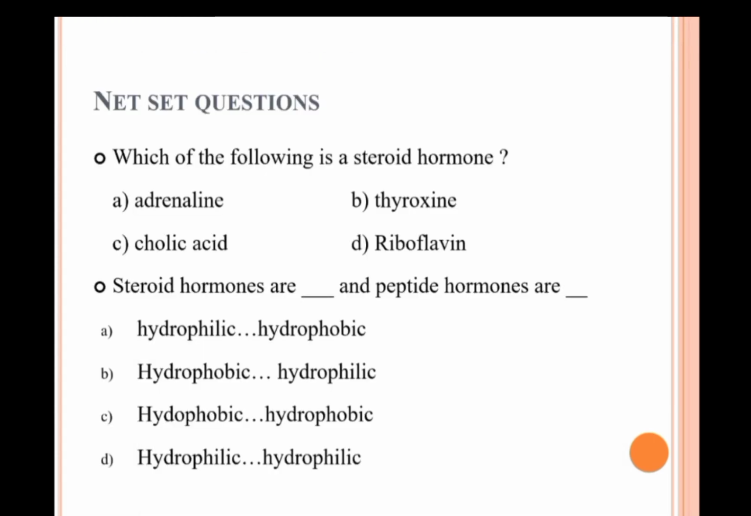Now, let's see some questions. First question. Which of the following is a steroid hormone? Option A, adrenaline, B, thyroxine, C, cholic acid, D, riboflavin. Option C, cholic acid is correct. Question number 2. Steroid hormones are dash and peptide hormones are dash. Option A, hydrophilic, hydrophobic, B, hydrophobic, hydrophilic, C, hydrophobic, hydrophobic, and D, hydrophilic and hydrophilic. Steroid hormones are hydrophobic and peptide hormones are hydrophilic. Option B is correct.